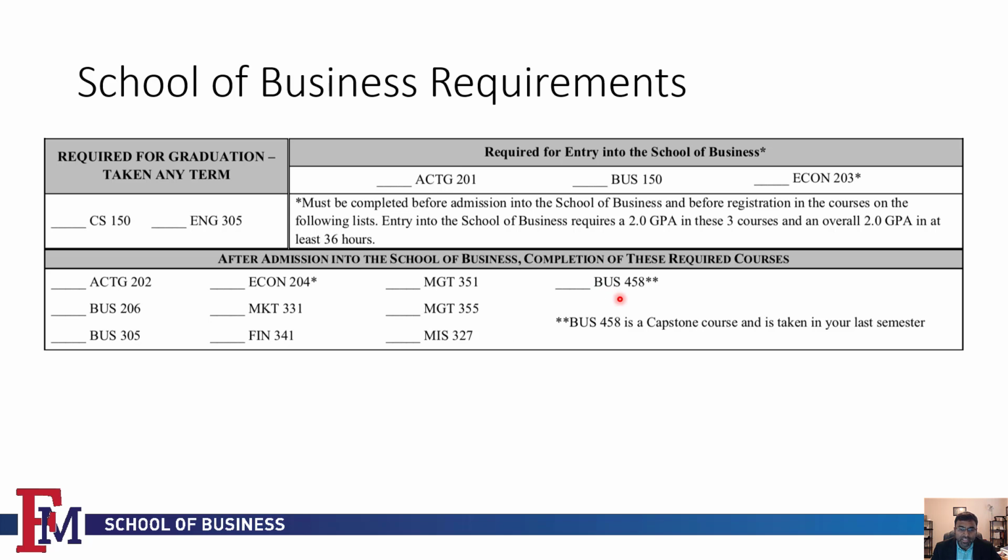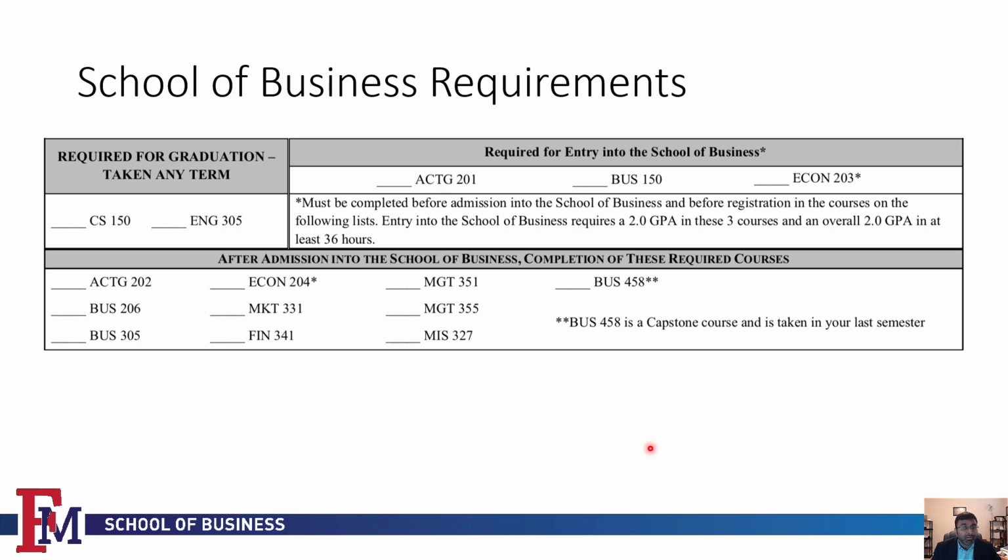Your Business 458 is a capstone strategic management course and is to be taken only in the last semester. Before you take your Business 458, you are required to have finished your finance, marketing, management, and MIS classes before you take this last class.